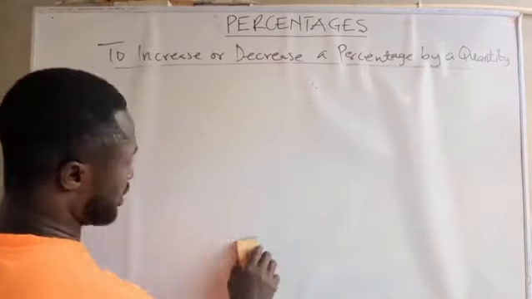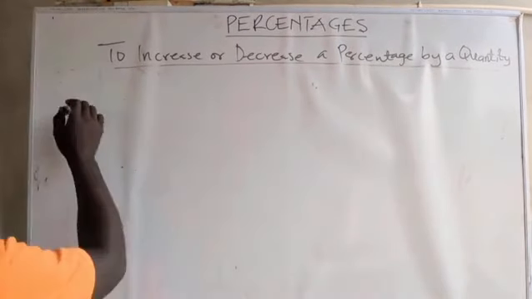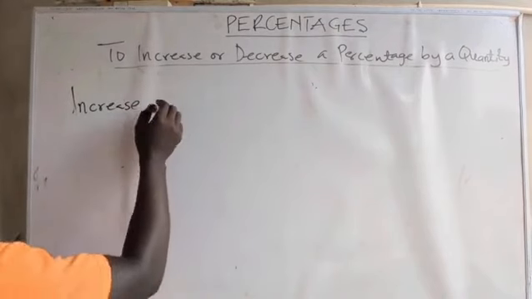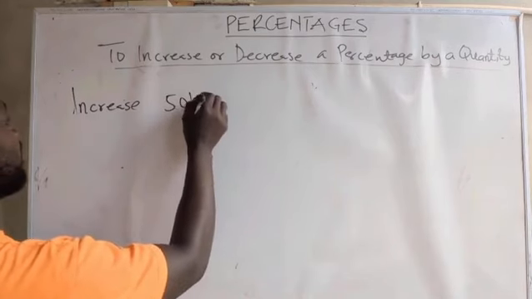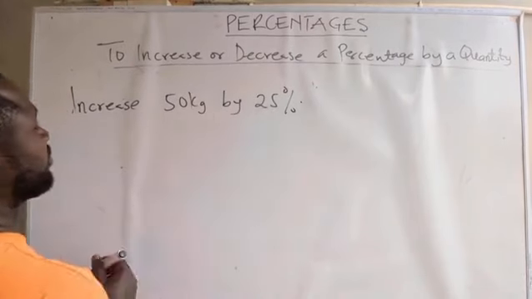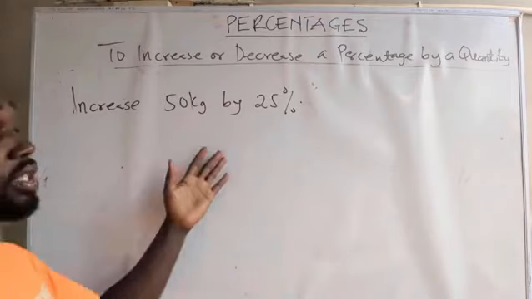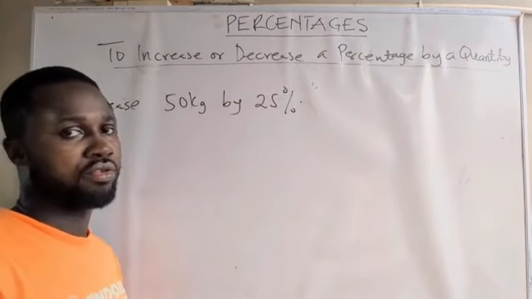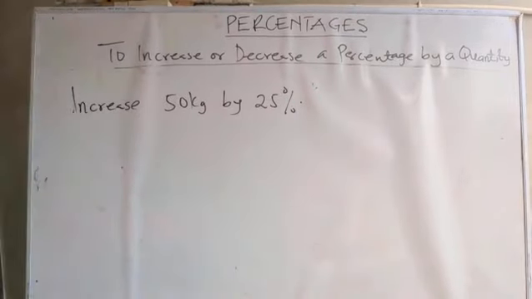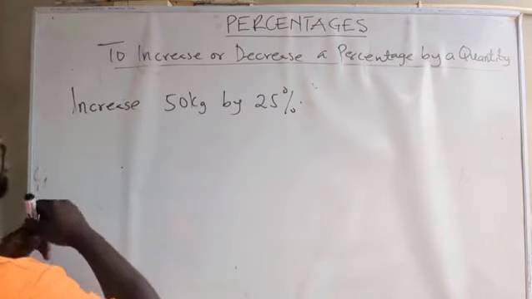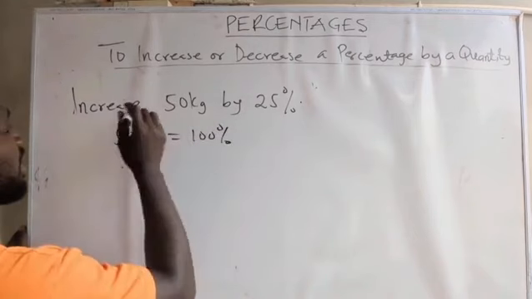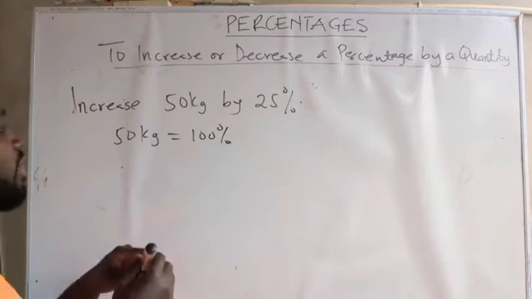Okay, now we are going to solve just simple and short questions. Increase 50 kilogram by 25%. So we are going to play with the decrease and the increase, and I know you will get it. The 50 kilogram is how many percent? It's 100%. So that is the original, and we are going to increase by 25.